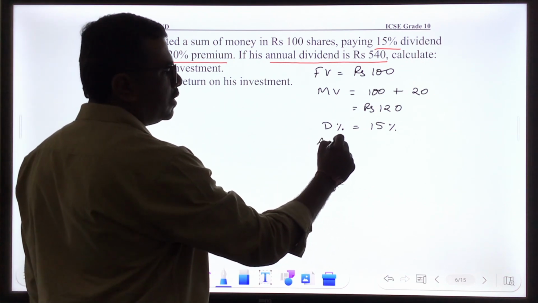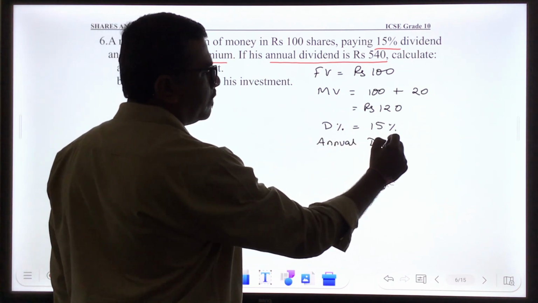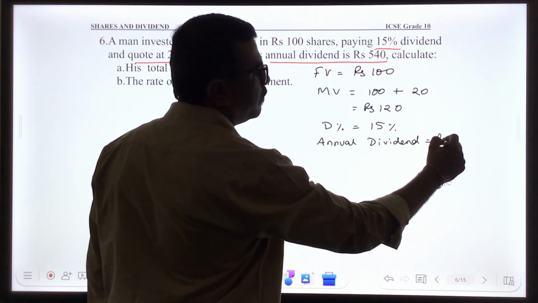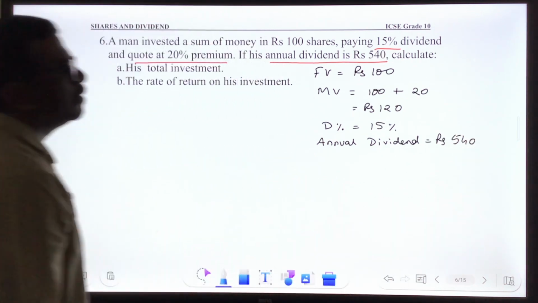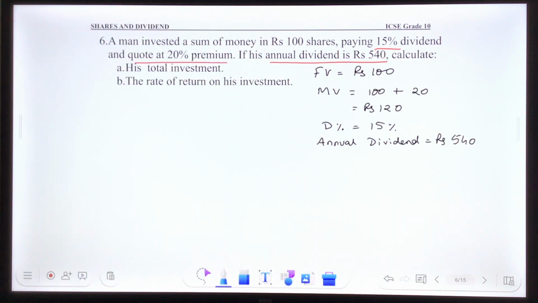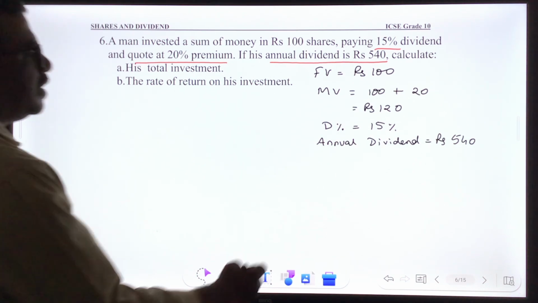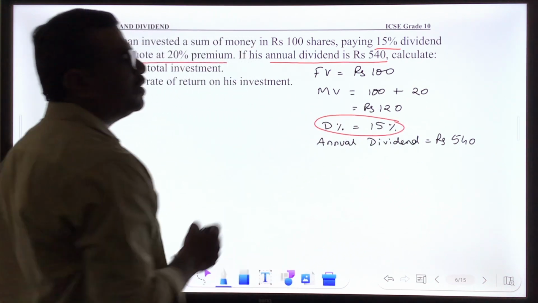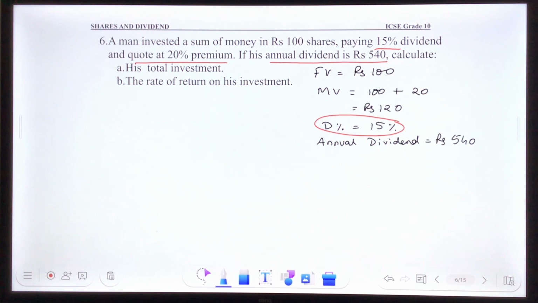So his annual dividend is rupees 540. We need to find his total investment. For this, we need to find the number of shares. Now, annual dividend is proportional to the number of shares. He is getting 15% of face value on one share, and according to that proportion, his annual dividend is rupees 540.